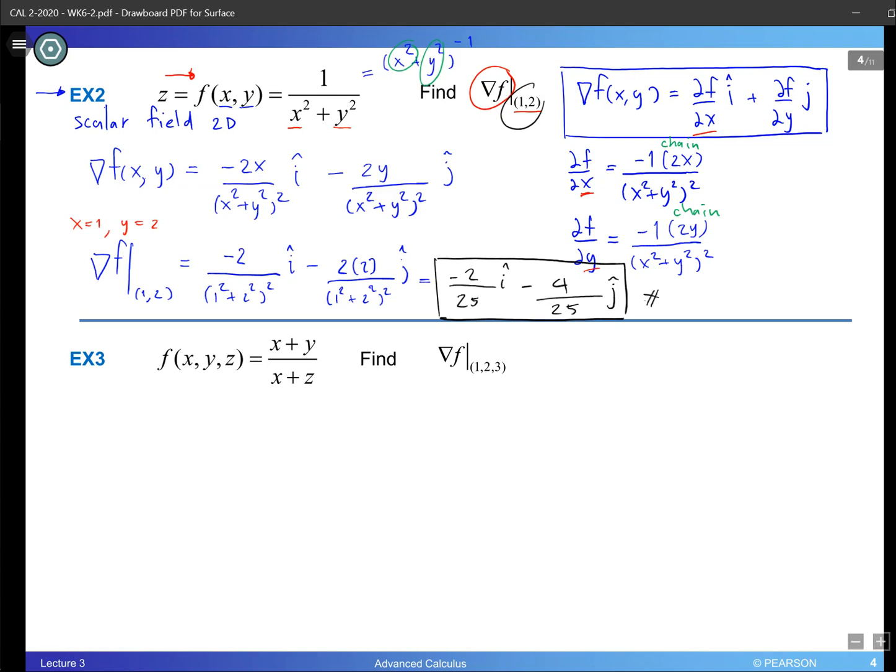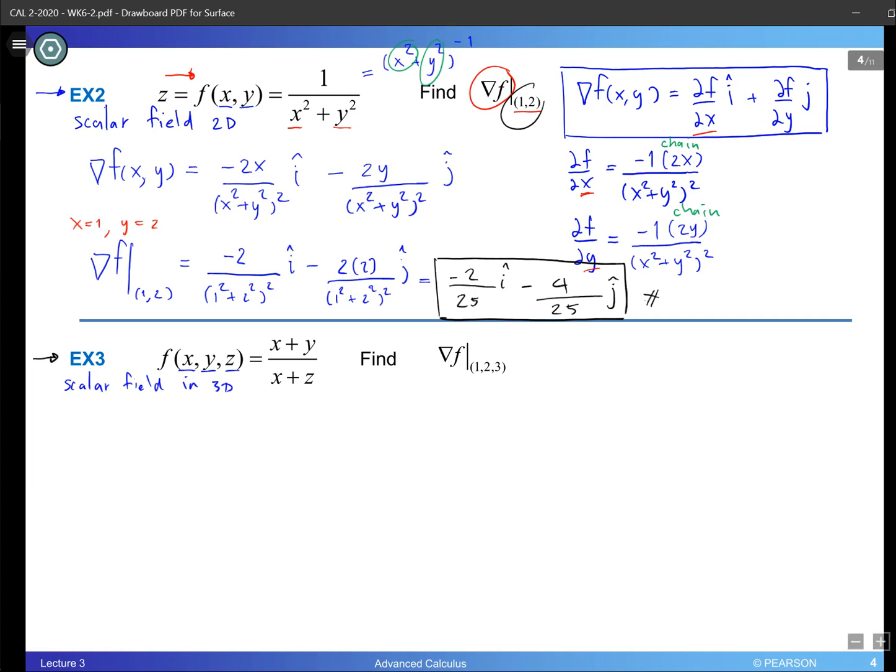Now let's take a look at this example number 3 right here. In this case, we have a function again, but it's a little bit different because we have 3 input variables, x, y, and z. And as you know, a function like this can be viewed as a scalar field, and this time around it's going to be scalar field in 3D, which means that at each coordinate x, y, z in the space, we are going to assign this function value to them.